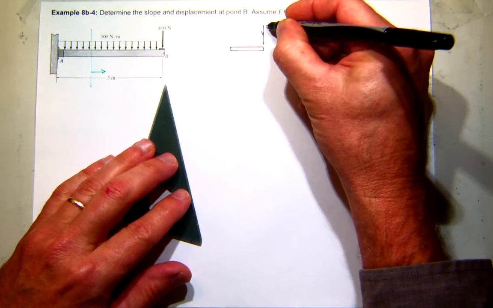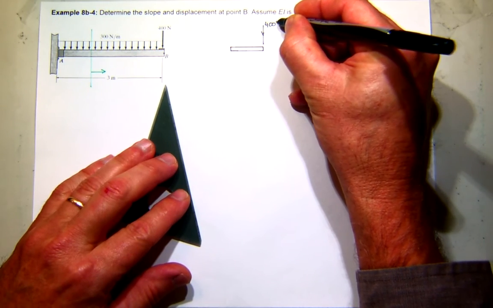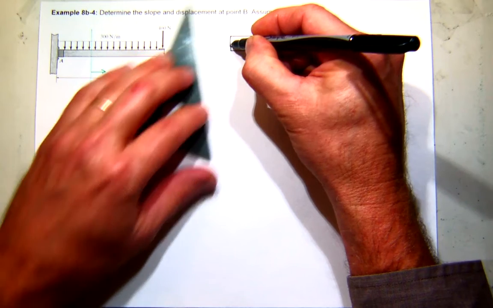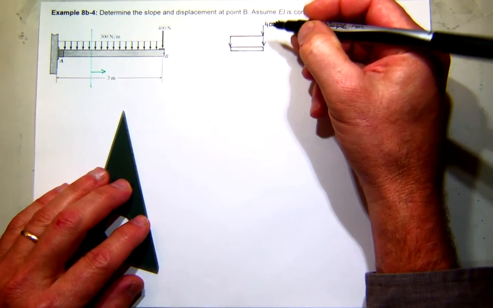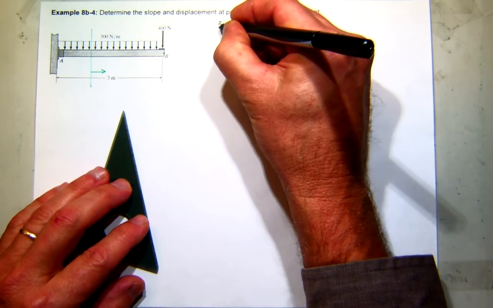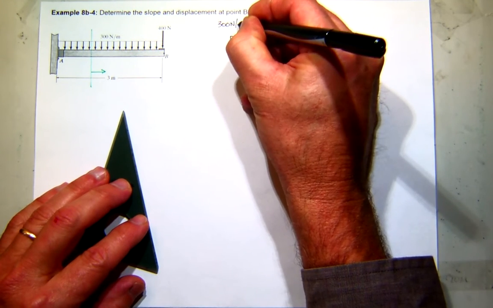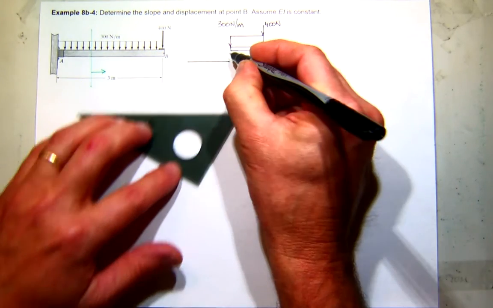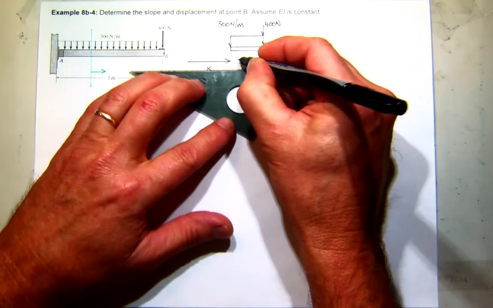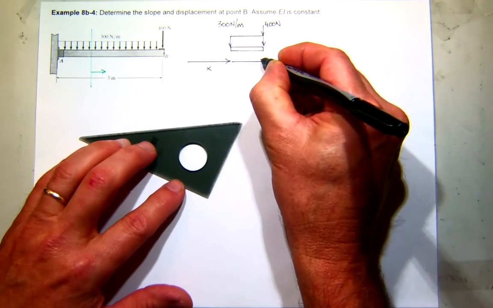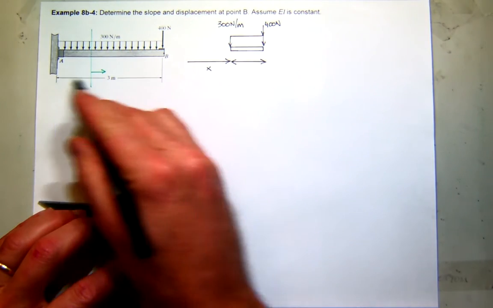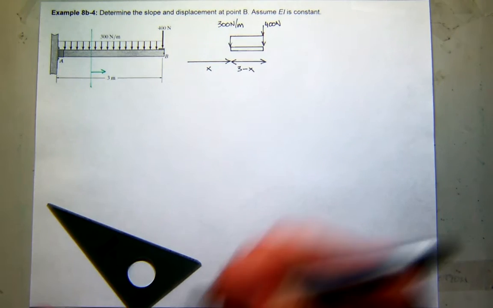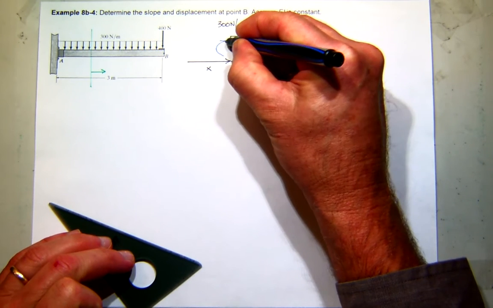So I would have my 400 Newton force, and then I would have this distributed component, which has the intensity of 300 newtons per meter, and then I'm making this cut at some distance from the left, x, so the segment to the right would have a distance of the total 3 minus x. And then at the cut, what am I looking for? My internal moment.